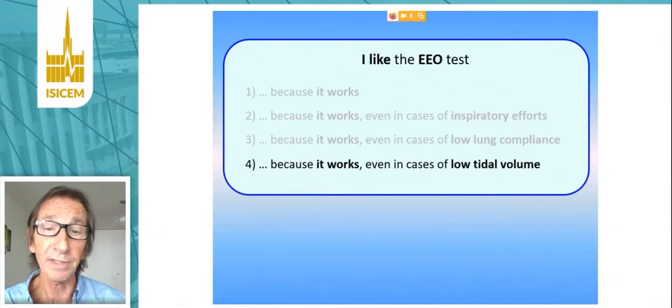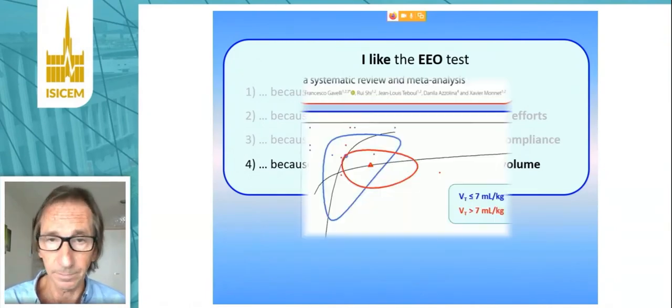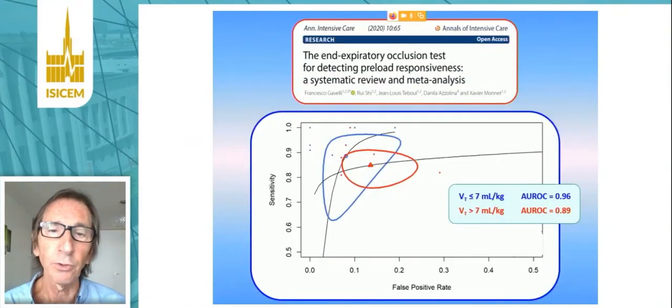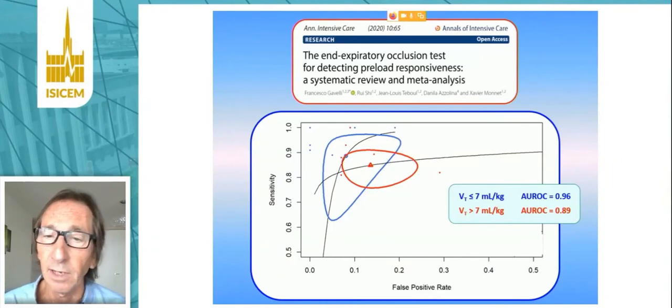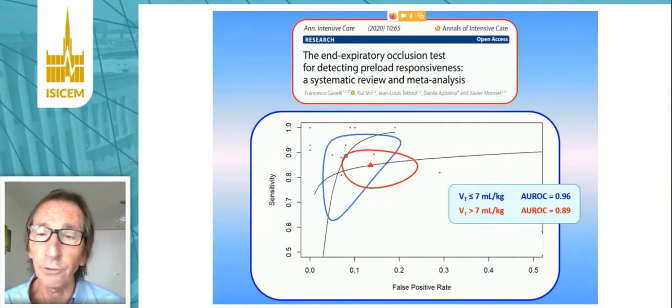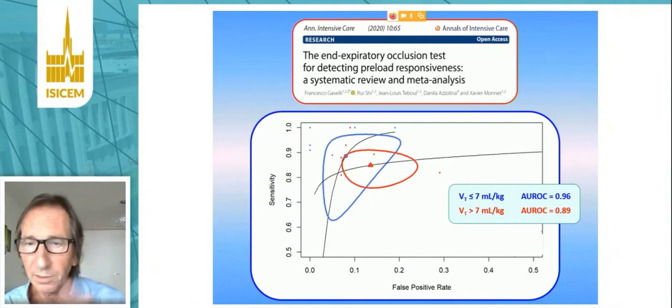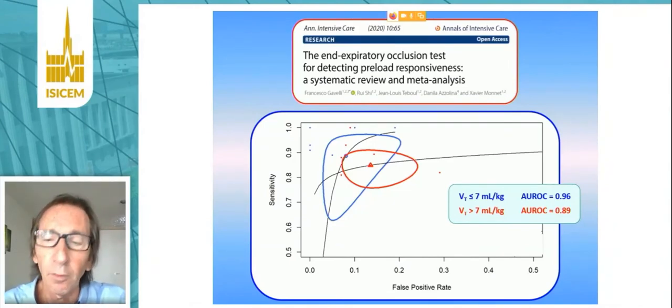Also, I like this test because it works even in cases of low tidal volume. And this is an additional analysis of the meta-analysis I spoke about before. And we separated patients with low VT, less than 7 ml per kilogram, and high VT, higher than 7. As you can observe, the area under the ROC curves for both were excellent, 0.96 for low VT and 0.89 for high VT. So it works in any case.